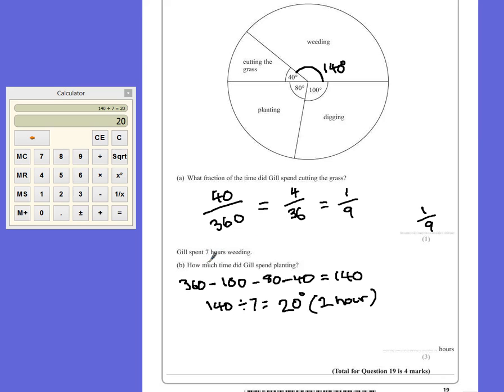So the question says, how much time did Jill spend planting? Well, we've got 80 degrees for planting. So how many hours does 80 degrees represent? Well, 80 divided by 20, in other words, how many times will that fit into it, is 4. So that's 4 hours.